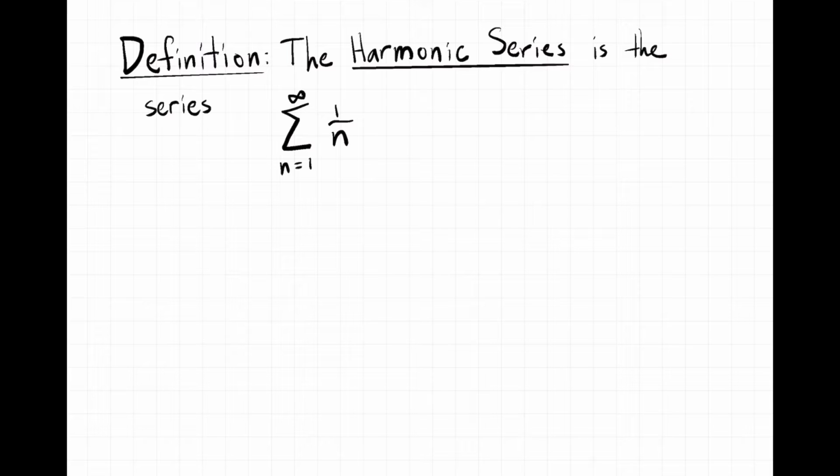So let's write out the first few terms of this series just so we can get a handle on what it looks like. When n is 1, we're going to have 1 over 1, which is 1, plus the next term, when n is 2, we'll have 1 over 2, that's 1/2, plus 1/3, plus 1/4, plus 1/5, plus, and so on forever. This infinite sum. So a few things to note about this series.